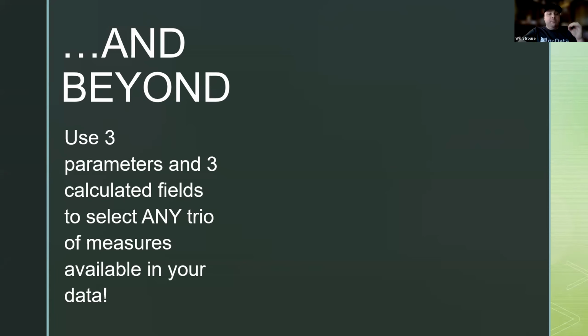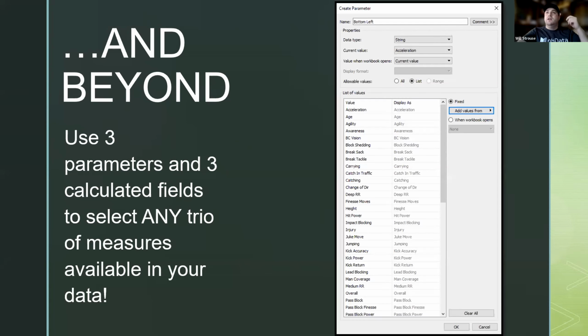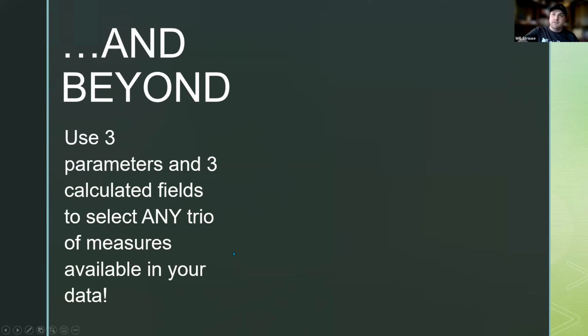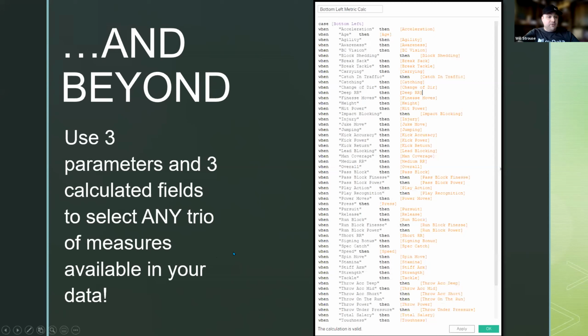By creating three parameters to replace, I should probably click, eh? I'm going to create three parameters, one for the bottom left, one for the bottom right, and one for the top. I just created a table and copy and pasted from Excel the 60 different attributes that were available for these players in my data set. And I put it in a list. I then created three matching calculated fields to read that parameter selection and pick the attribute from my data.